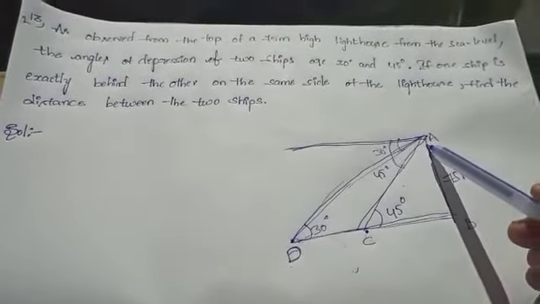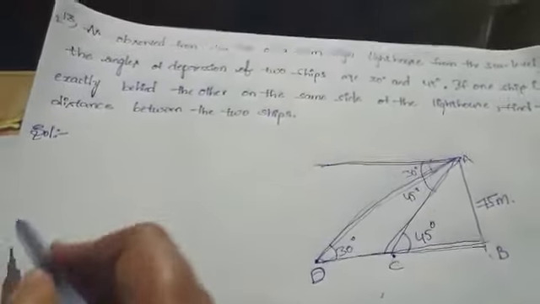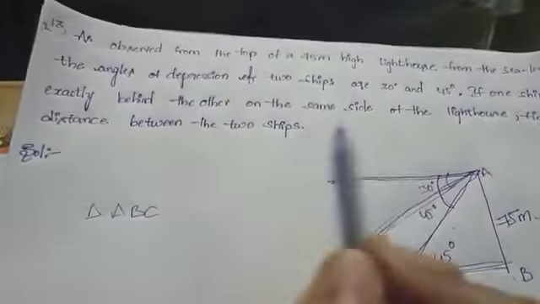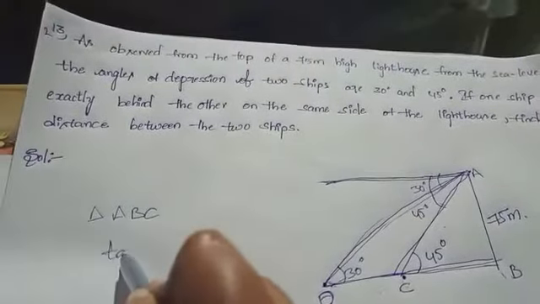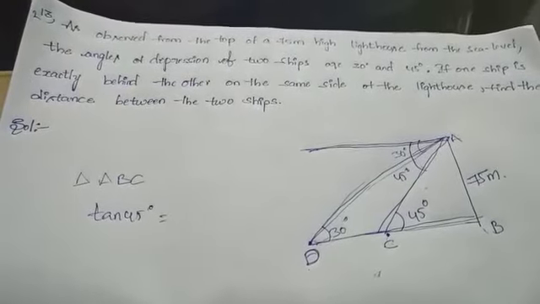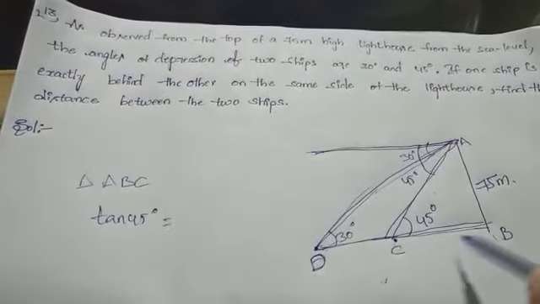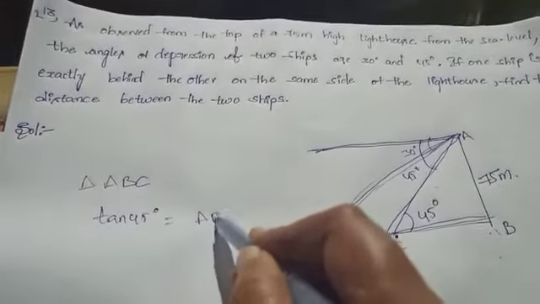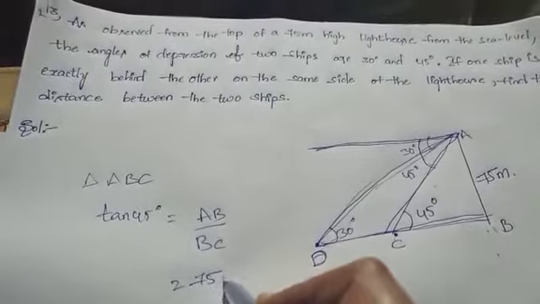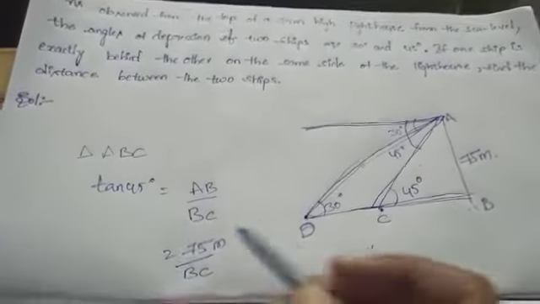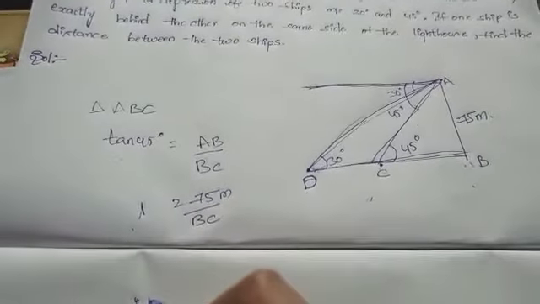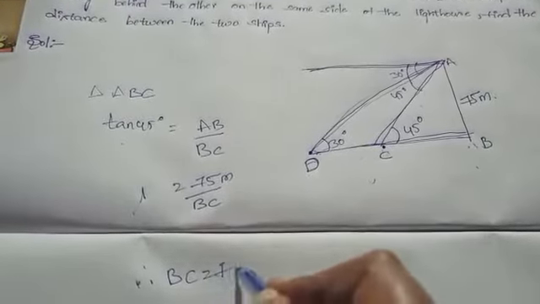From triangle ABC, ABC is a right angle triangle. Tan 45 degrees equals opposite side by adjacent side. Opposite side is AB, adjacent side is BC. AB equals 75 meters, so 75 by BC. Tan 45 is 1. Therefore, BC equals 75 meters.